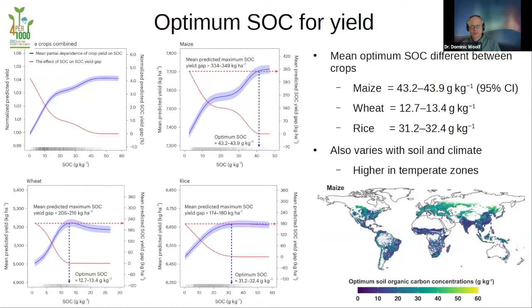And also in the map in the bottom right there, it varies a lot depending on where you are in the world, with higher optimum levels in temperate zones than in the tropics. So you don't need as much soil organic carbon in the more tropical areas in order to reach your maximum, or to reach the point beyond which there are no further benefits.